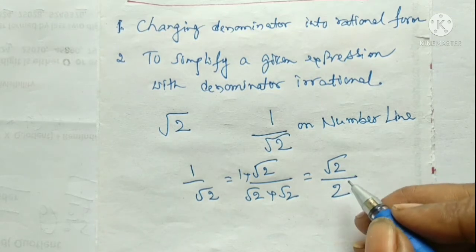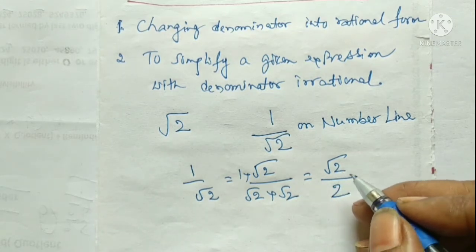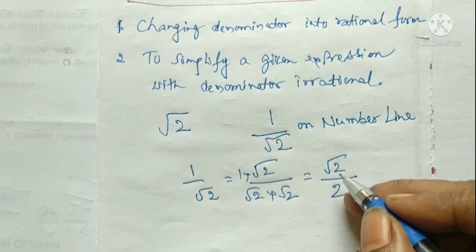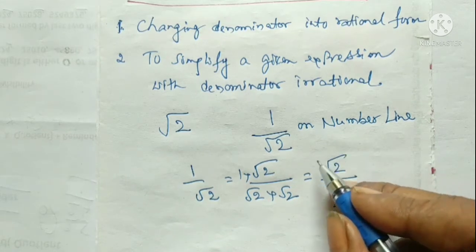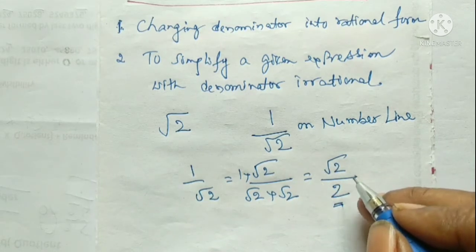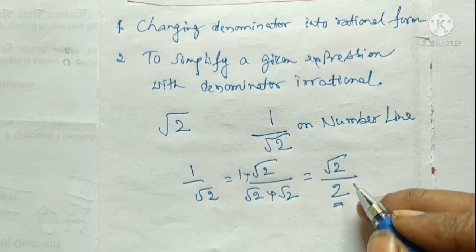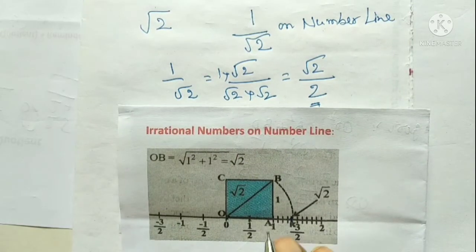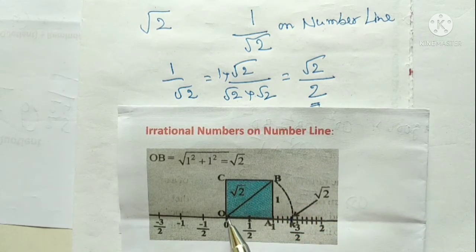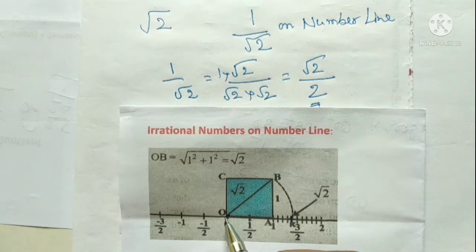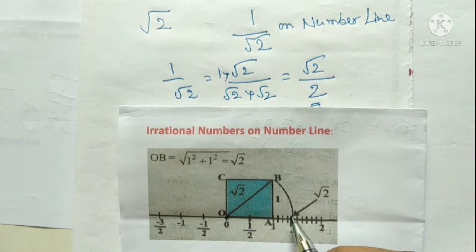So now the given expression is in the form of root 2 by 2. Here the denominator is a rational number, so for us it is very easy to locate this number on a number line. In our earlier class, we located root 2 on the number line, where O is the center and this is the intersecting point of root 2 on the number line.